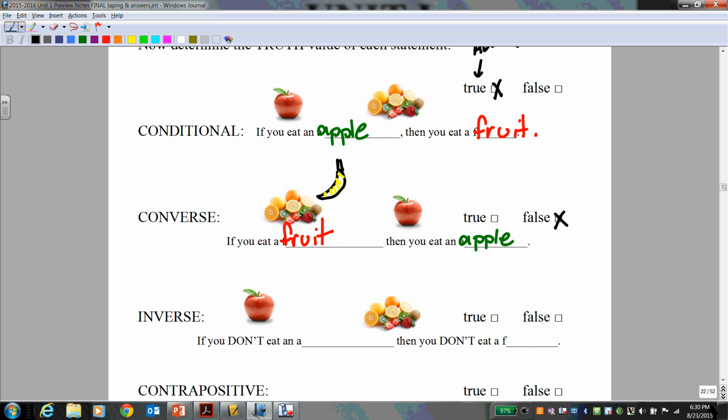Inverse. Inverse, the original apple fruit. Inverse, not apple, not fruit. So it reads like this. If you don't eat an apple, then you don't eat a fruit. Ask yourself, is that always true? No. Again, if you don't eat an apple, you don't eat a fruit. Again, you could be eating a kiwi fruit or a banana or a blueberry or strawberries. All right, so because it has an exception, we say it's false.